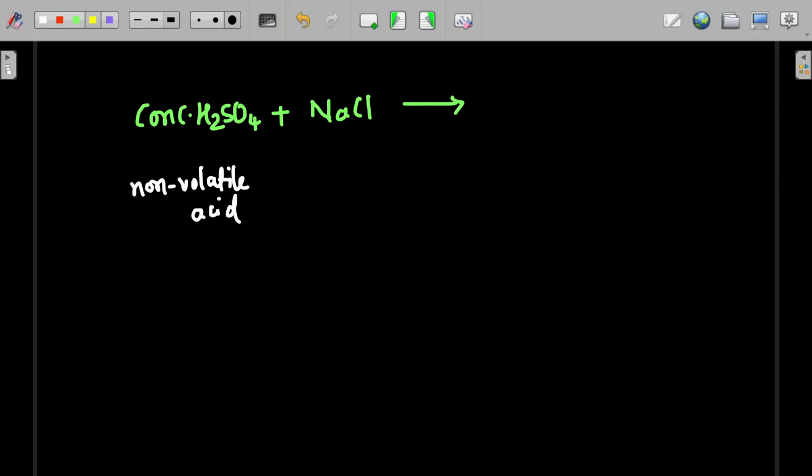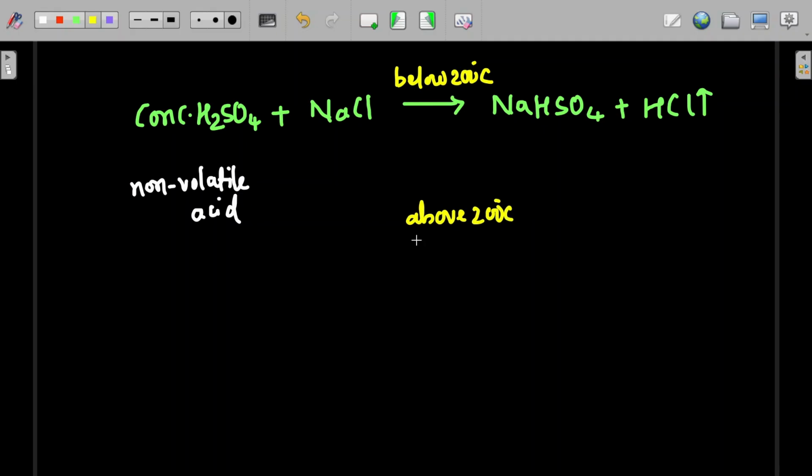So here, 2 conditions: below 200 degrees Celsius you have to mention whenever you write the equation. So only one H is replaced by the sodium. You will get NaHSO4 plus HCl, right? And we know that if you perform this reaction above 200 degrees Celsius, then also we get HCl, provided your salt is different. Sodium sulfate plus HCl, right?